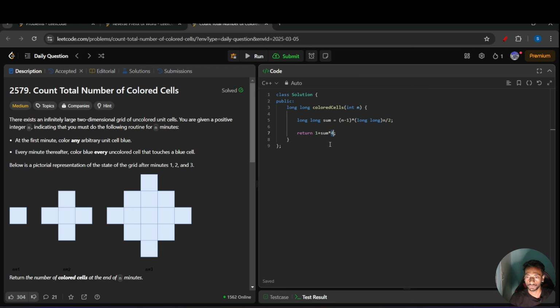So I have to multiply this with 4, and this sum will be n into n plus 1 by 2, but here n is n minus 1, so that's why n minus 1 into n by 2. n minus 1 because I have already consumed 1 minute for the 1 cell. So ultimately at the end, return 1 plus the sum I got, multiplied with 4, and return that. Got it?